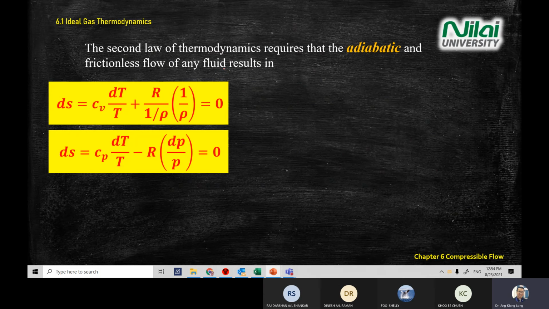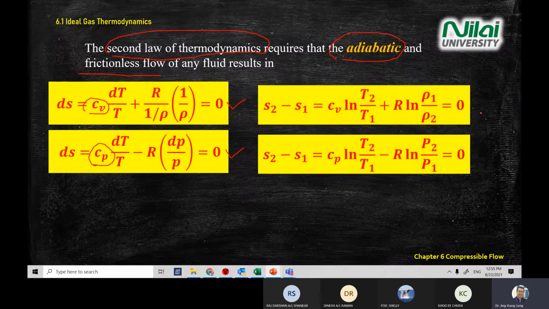Okay, the next one, I'll go very fast. The next one is the second law of thermodynamics. What happens? They happen in adiabatic and frictionless flow. We have covered these two already. The difference is one is Cv, one is Cp, but both are calculating entropy. You've seen these two equations before. Cv with temperature and density, Cp with temperature and pressure. So when you have an adiabatic scenario, entropy change S2 minus S1 is 0.